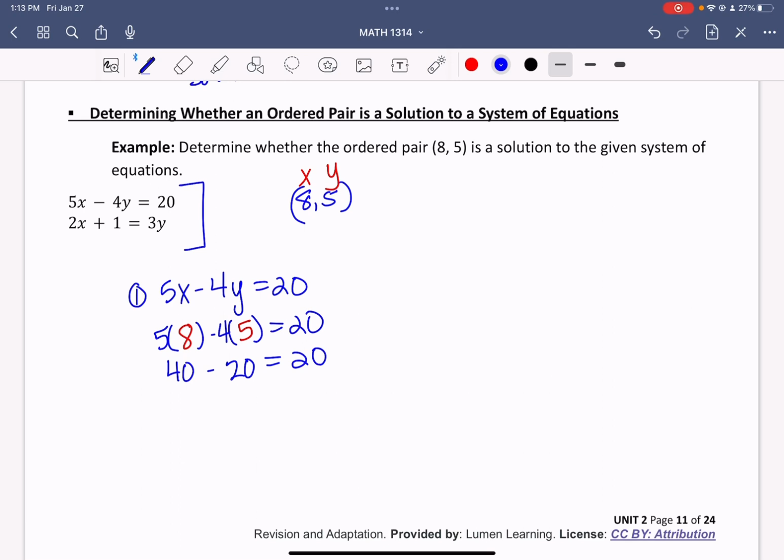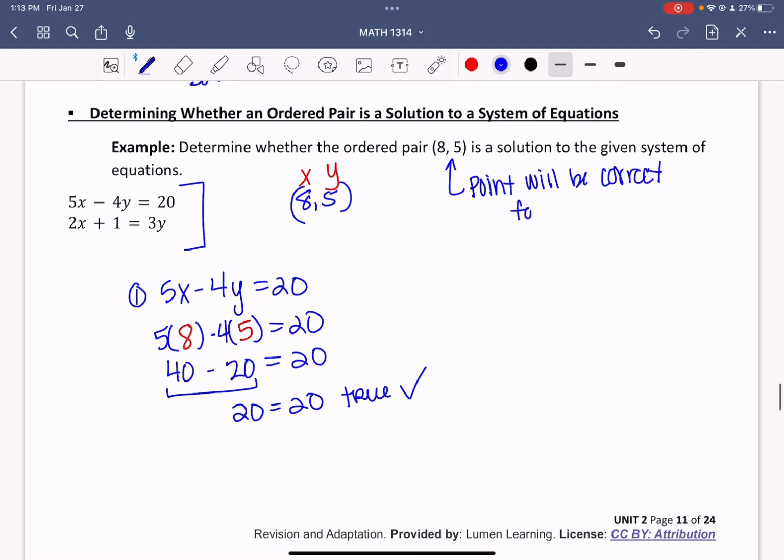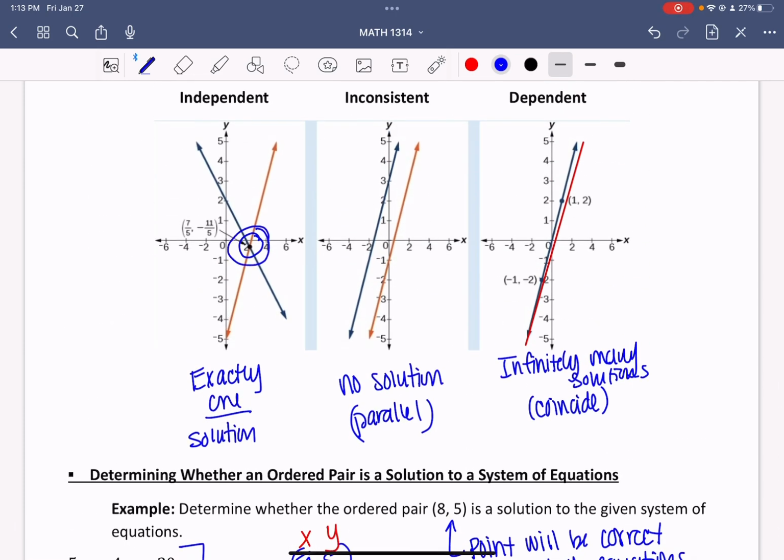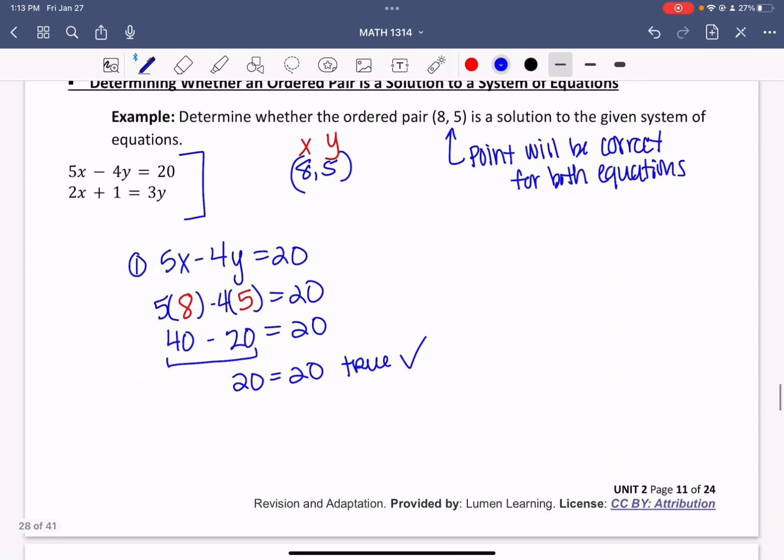So I'll work my arithmetic. This gives me 40 minus 20, bringing down the 20. And then 40 minus 20 gives me 20 equal to 20. And this gave me a true statement. 20 does equal 20, so that means this ordered pair, or this point, is on that equation. Now I'm trying to see if this point, (8, 5), will be correct for both equations. Because if it's correct for both equations, that means I have this independent system. It's crossing at that point because it's going to be true for both of them.